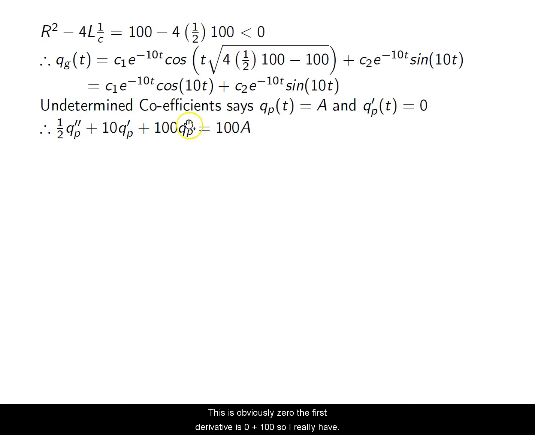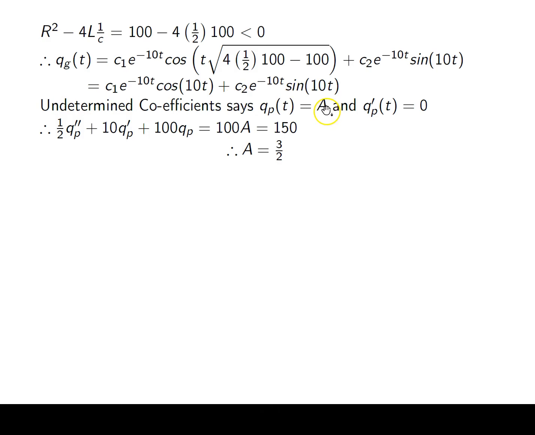So I really have, this is what I get out, right? 100 times a. I know that that's equal to 150 because that's my f of t, right? That's my e of t function. So then a is just 150 over 100, or 3/2. Okay, very, very easy. So that's from undetermined coefficients.